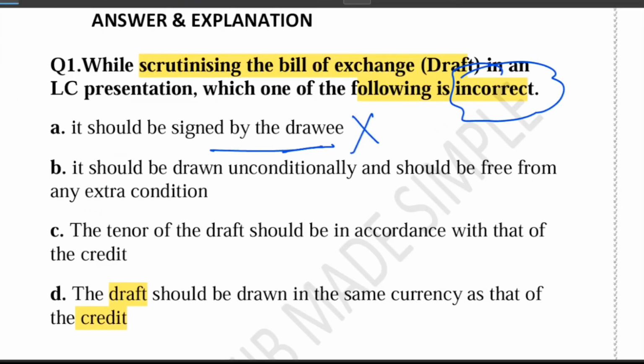If the drawee signs, it becomes an acceptance, not the original bill. So if the drawee signs, it becomes an acceptance, right? It is not an original bill. That's why option A is wrong.